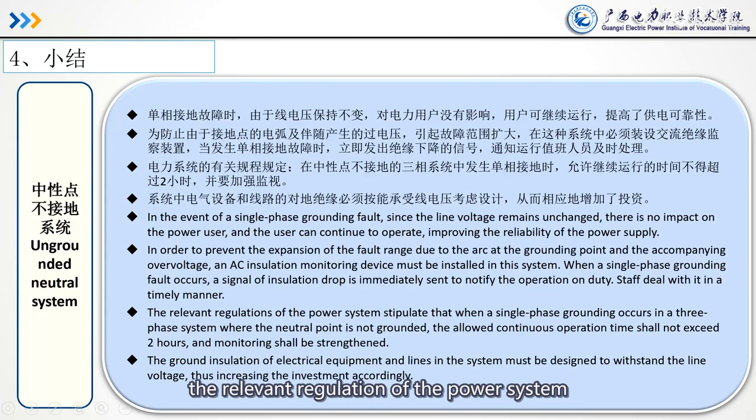The relevant regulation of the power system stipulates that when a single-phase grounding occurs in a three-phase system where the neutral point is not grounded, the allowed continuous operation time should not exceed 2 hours, and monitoring shall be strengthened.